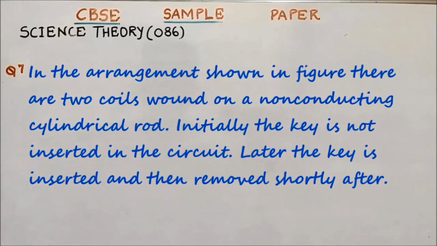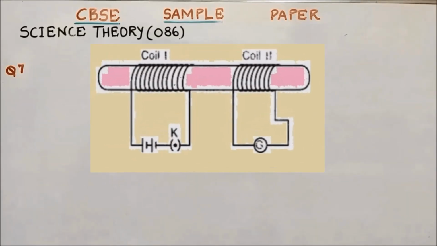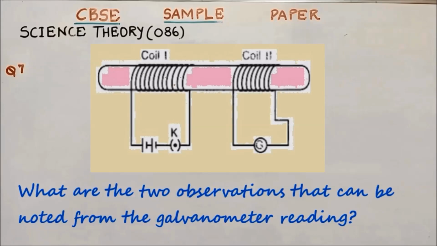In the arrangement shown in the figure, there are two coils wound on a non-conducting cylinder. Initially, the key is not inserted in the circuit. Later, the key is inserted and then removed shortly. Please see the diagram carefully. Now the question is, what are the two observations that can be noted from the galvanometer reading? This question has been directly taken from the NCERT textbook.